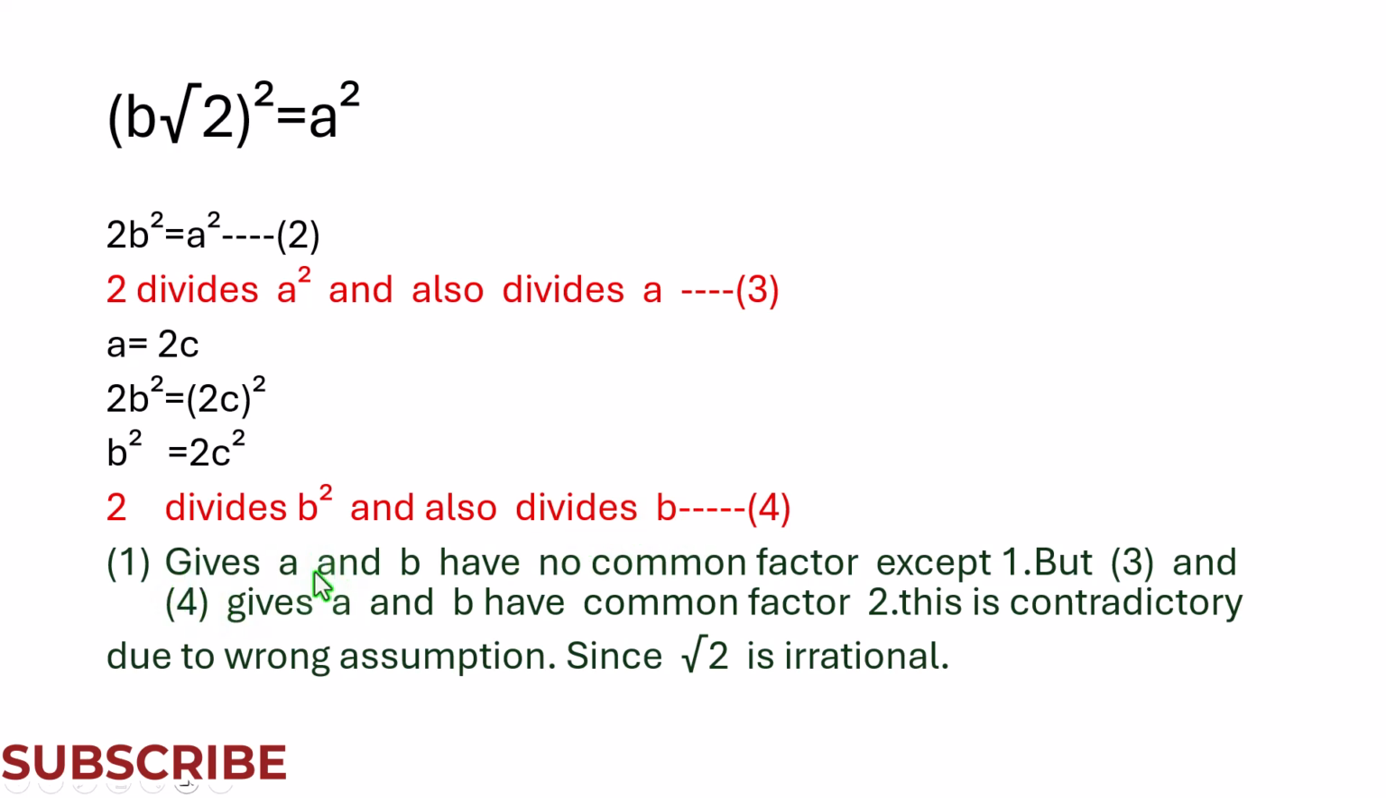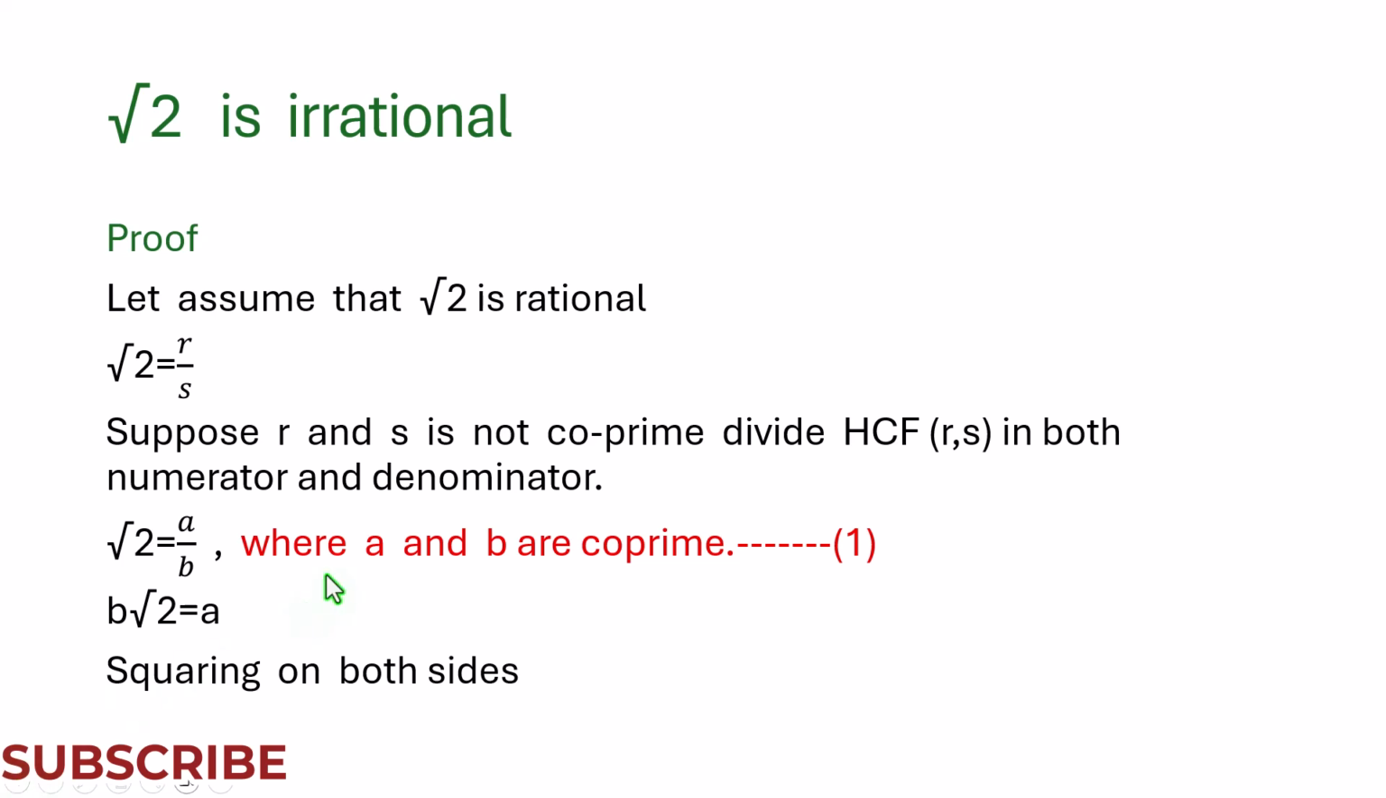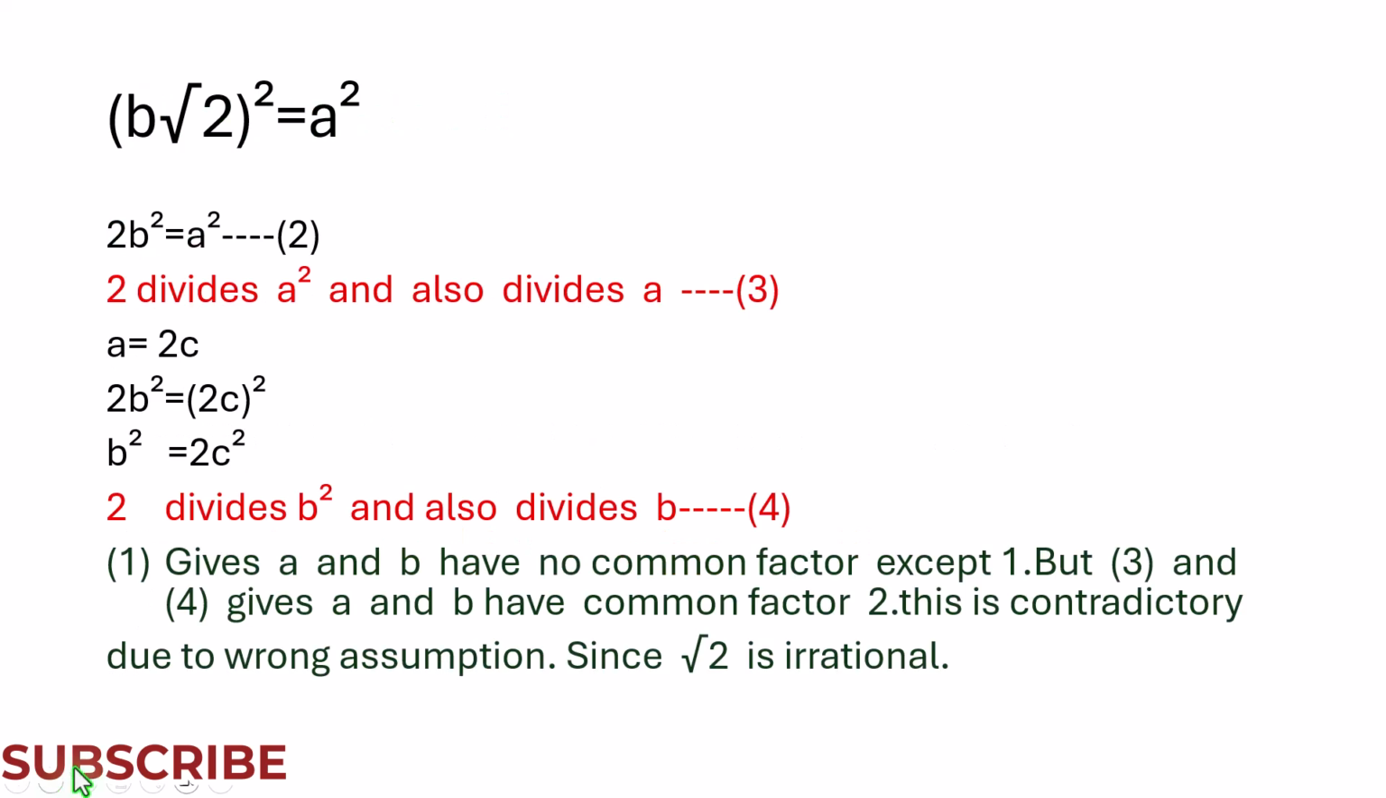So equation 1 gives that a and b are coprime, no common factor except 1. But 3 and 4 give that 2 is a common factor of both a and b. Equation 1 says a and b have no common factor except 1, but 3 and 4 say a and b have common factor 2. This is a contradiction due to the wrong assumption. Hence root 2 is irrational.